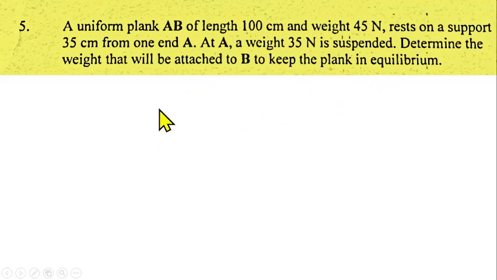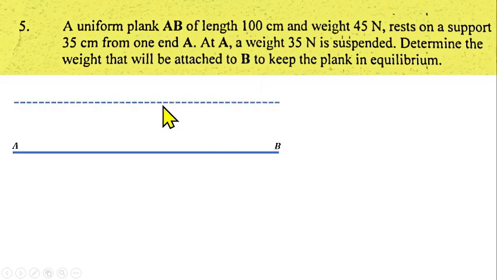Now if you try to represent the question on a diagram, we have a uniform plank, which is this, and it is labeled AB. The length of the plank is 100 centimeters, as you have been told. We are told that the weight of this plank is 45 Newton, and the weight is going to act at the center, since the length is 100. So the weight is going to be acting at 50 centimeters here, at the center of the length of the plank.